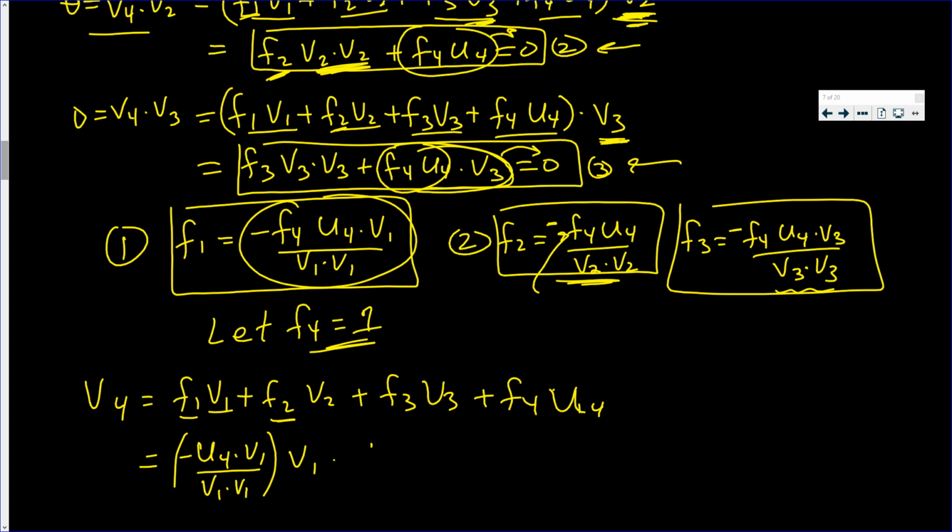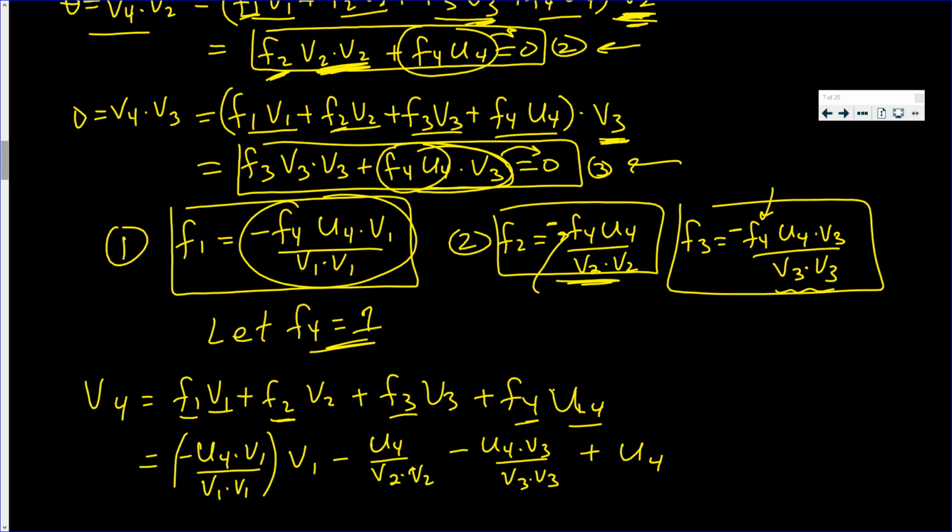Minus F2, which is U4 dot V sub 2 over V sub 2 dot V sub 2, plus F3, where F4 is 1. So that's minus U4 dot V3 over V3 dot V3, plus F4, which is 1, times U4.